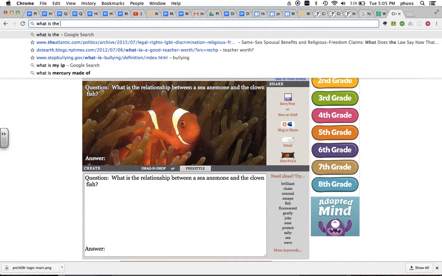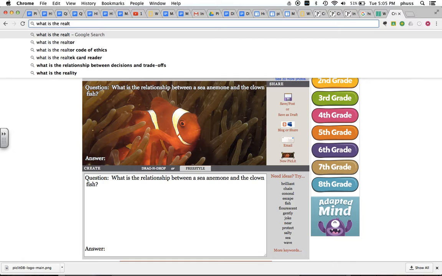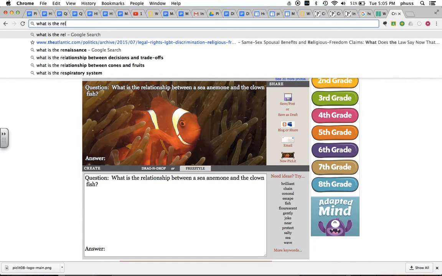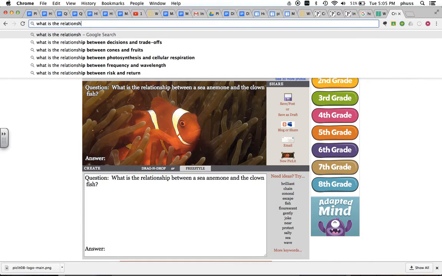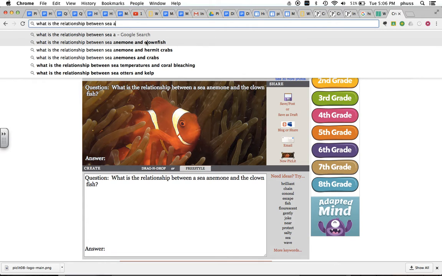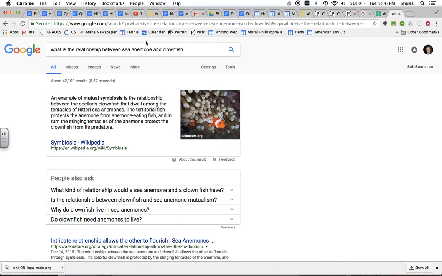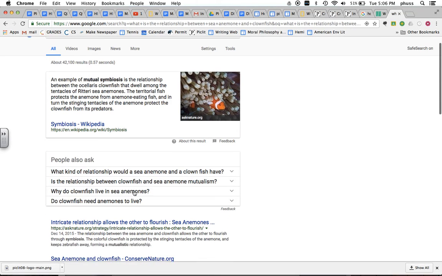What is the relationship between sea anemone and clownfish? So there it is. It comes up. Sea anemone and clownfish. And so I'm just gonna click on that. It's gonna take me to a new website. And it takes you to an answer straight away out of Wikipedia, but you can also go down to other websites.